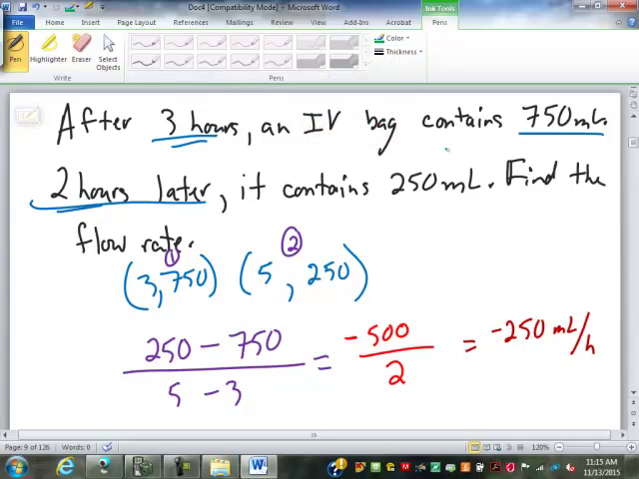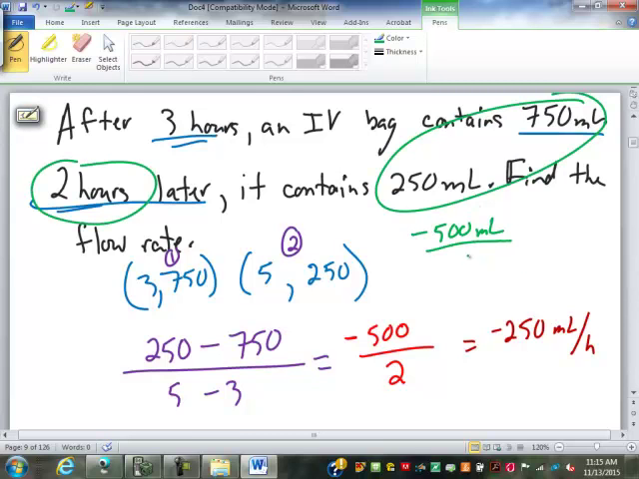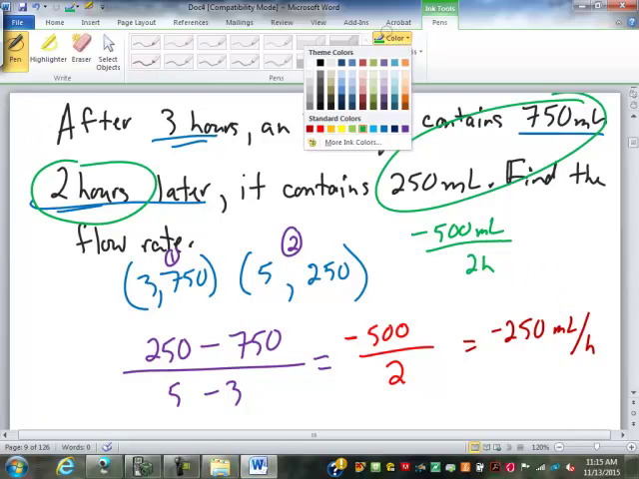The other way you could have done that is you could have just said, hey, we had to change 750 milliliters to 250 milliliters. You could subtract them to get 500 milliliters. Now the volume is getting smaller, so it's a negative 500 milliliters in 2 hours. And then reduce it. Divide it out.